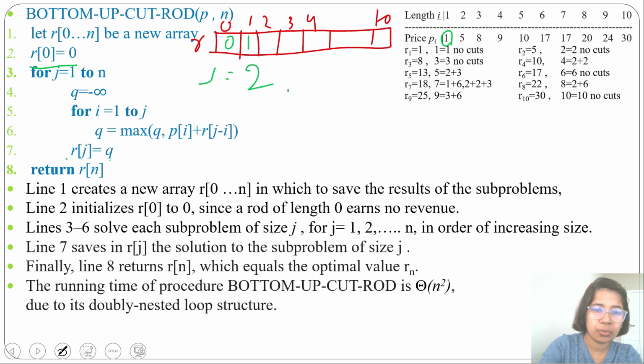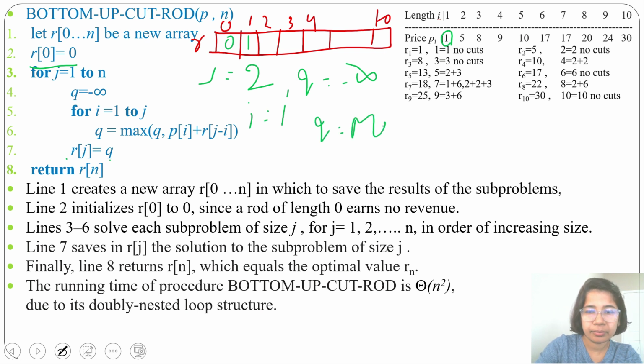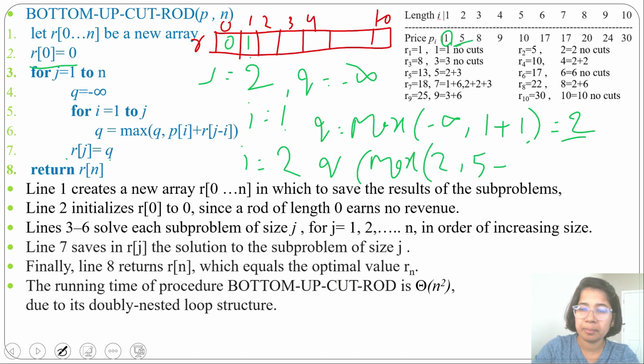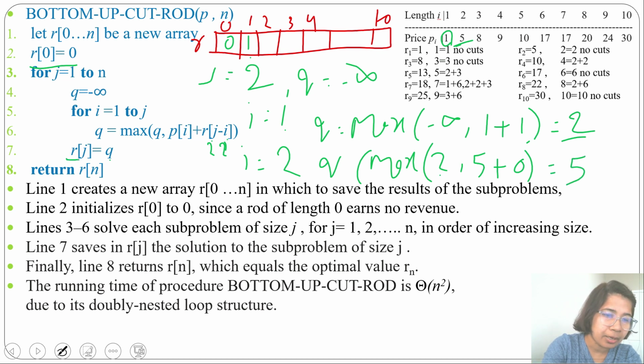Next j value will be 2, q equals minus infinity. For i equals 1, q will be max of minus infinity, then price of 1. What is price of 1? Price of 1 is 1 plus revenue of j minus i. j is 2, 2 minus 1 is 1, revenue of 1. Revenue of 1 is 1. So 1 plus 1, it's 2. Next, i value will be 2. q will be max of, and previous q value was 2, so 2, then price of 2 is 5 plus revenue of j minus i. So j is 2, i is also 2. 2 minus 2 will be 0. Revenue of 0 is 0. From 2 and 5, maximum is 5. So finally R of 2 will be 5.